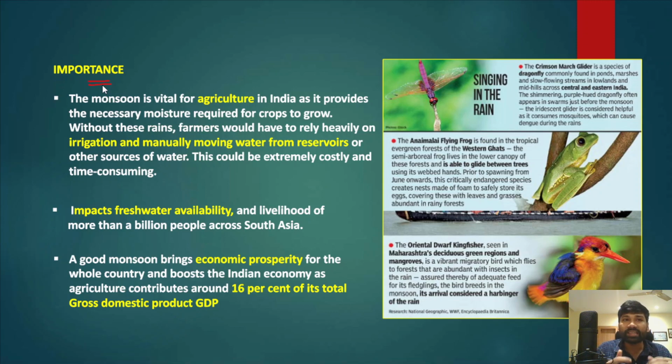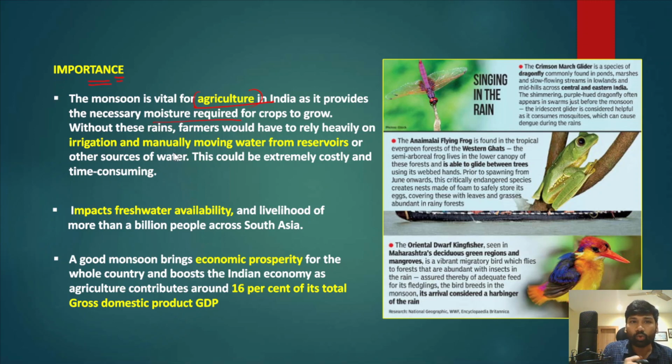So therefore we can say that the Indian monsoon has a lot of importance. In fact, in the UPSC 2023 mains examination, they also asked a question on these Indian monsoon winds. The monsoon is very vital and important for Indian agriculture, as it provides the necessary moisture which is required for crops to grow.